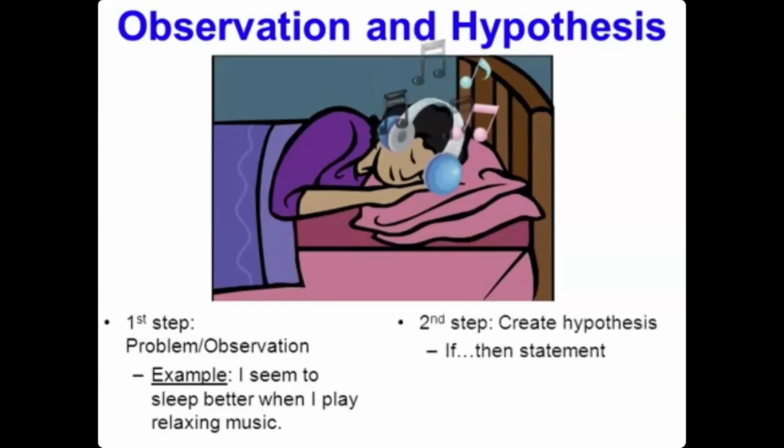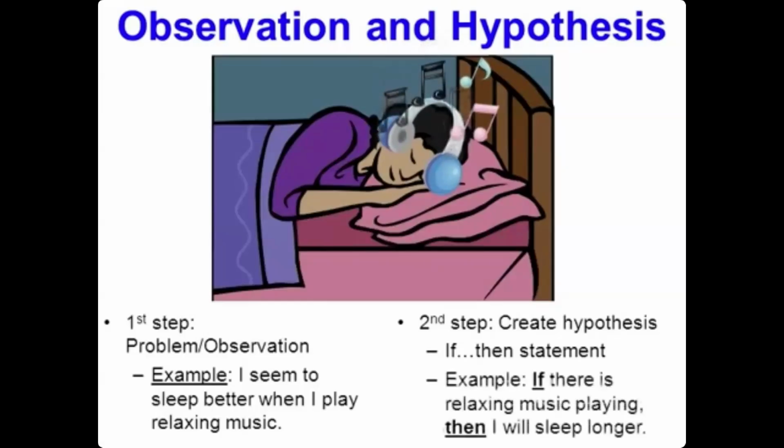So then step two is write a hypothesis. Typically, what we're going to show you is an if-then statement. An example of this might be, if there's relaxing music playing, then I will sleep longer. You might often see if, then, because. If there is relaxing music playing, then I will sleep better because the music puts me in a calming state where I'm able to relax and sleep better. So that's what we mean by an if-then statement. And that's generally created in step two, our hypothesis.